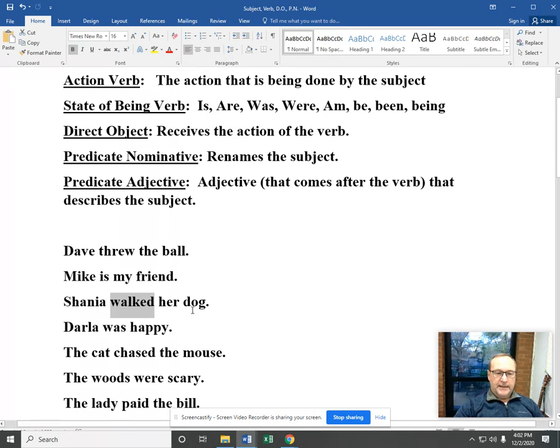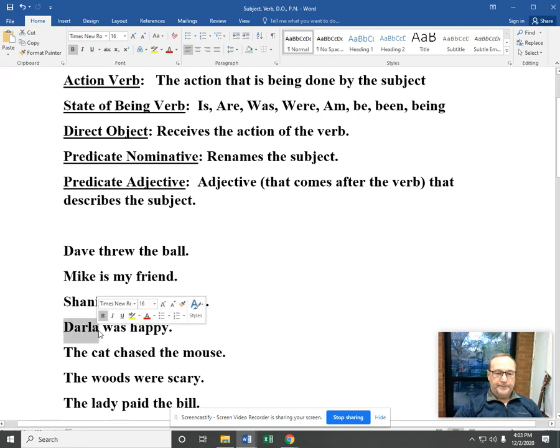Shania is not the same thing as her dog, but she is taking an action, and the dog is receiving that action. Who's receiving the walk? The dog is. So the dog is a direct object. Let's take a look at the next one.